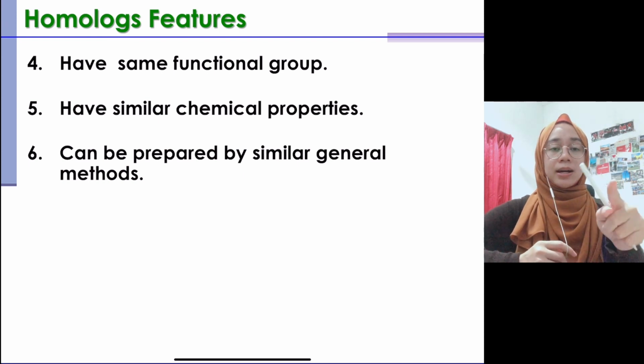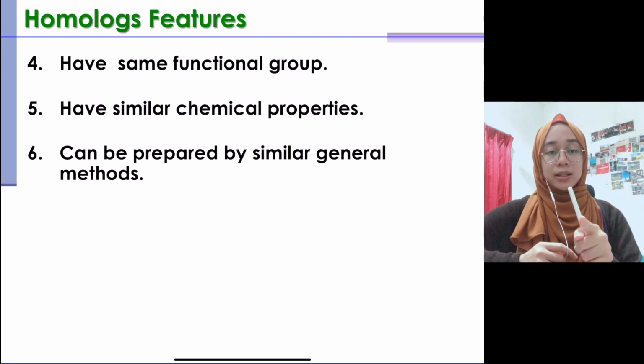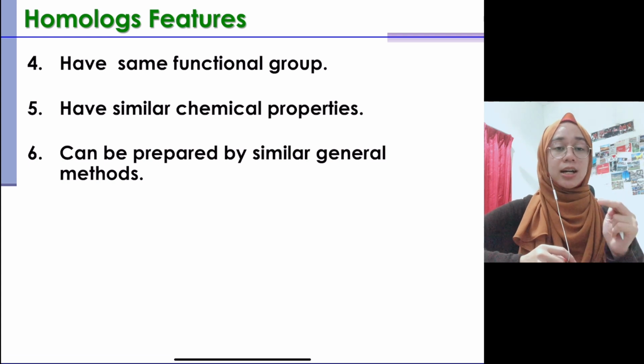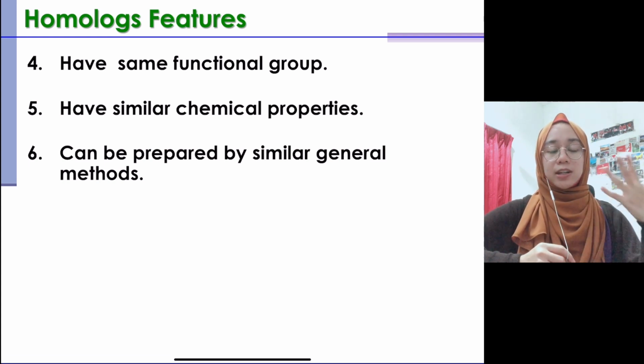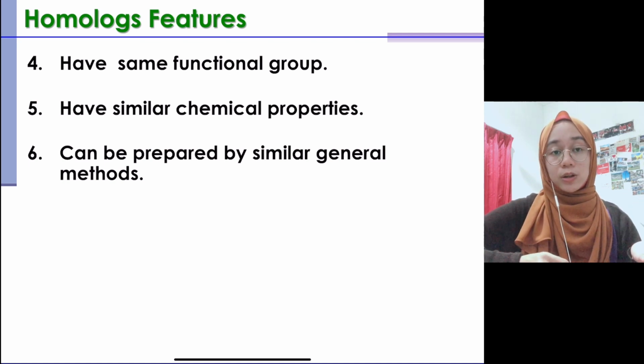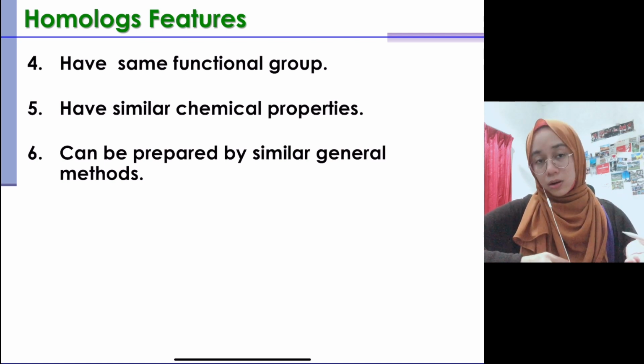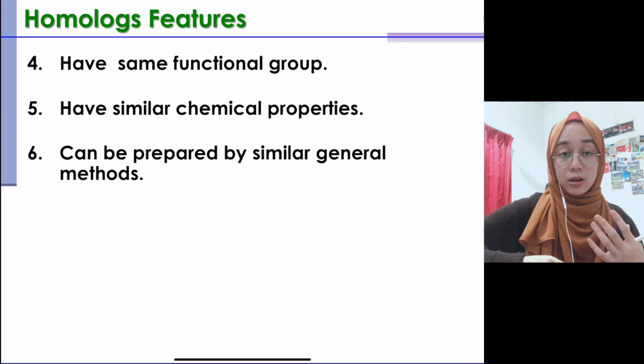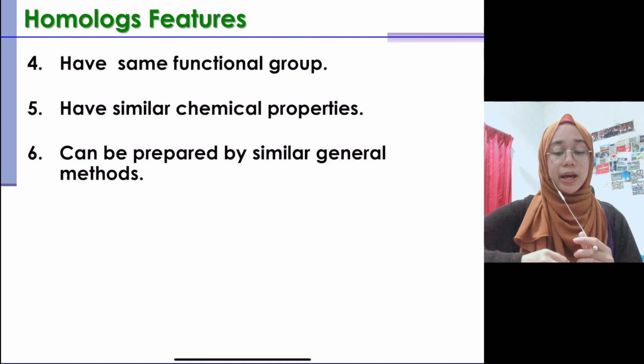So just keep in your mind, functional group, class of compound, there are two different things. Make sure baca betul-betul apa yang soalan nak. So if you are asked about functional group, let's say alcohol, bermaksud your answer supposed to be hydroxyl. Not alcohol, unless you are asked on the class of compound, then you answer alcohol. Be careful on that.